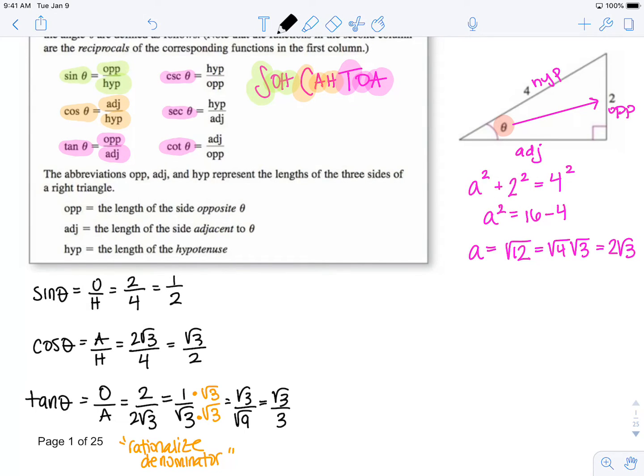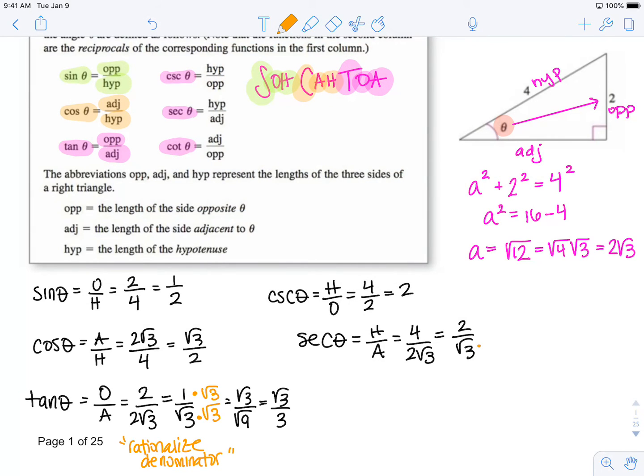So now we're going to do cosecant theta. That is hypotenuse over opposite, which is 4 over 2, which is 2. Secant theta is hypotenuse over adjacent, which is 4 over 2 square root 3, which is 2 over square root 3. Now we need to rationalize that denominator, multiplying both the numerator and denominator by square root of 3. That becomes 2 square root 3 over 3.